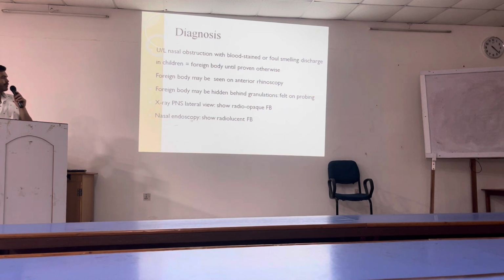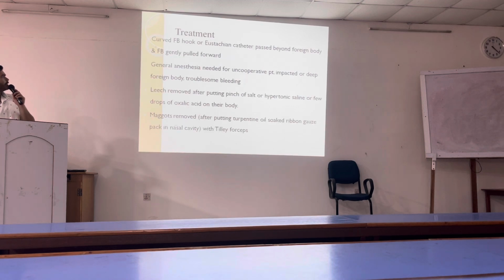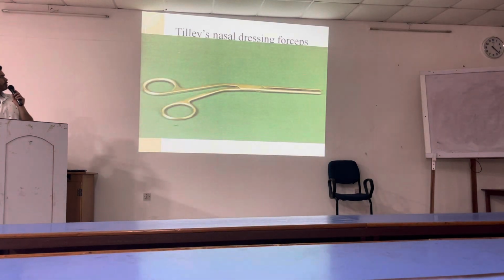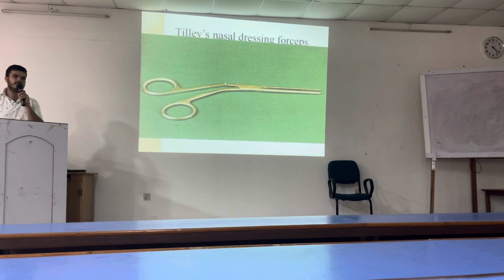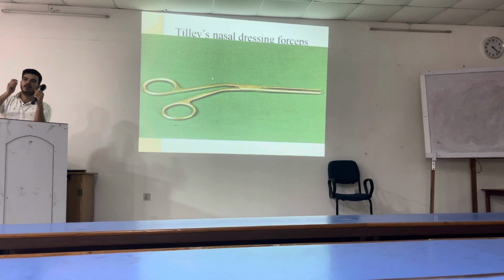Okay, nasal endoscopy, it shows a radiolucent foreign body. Okay. So, how are you going to treat this case? This is a Tilley's nasal dressing forceps. You can actually remove from there. You can also sometimes remove with a eustachian tube catheter. Actually, there's a position by which you keep the child, and then it's one step go.